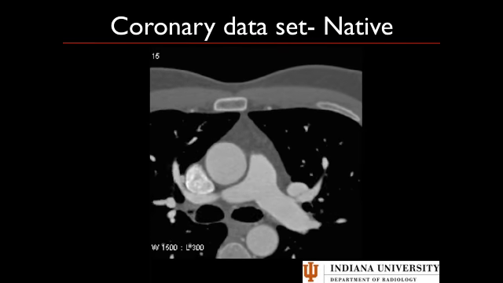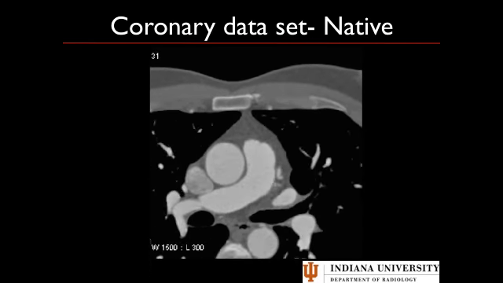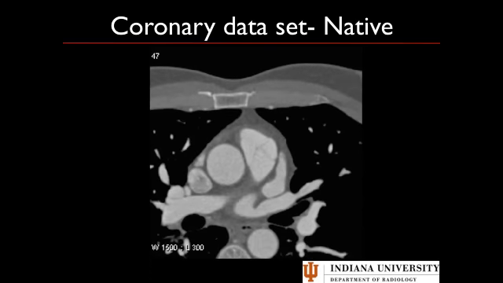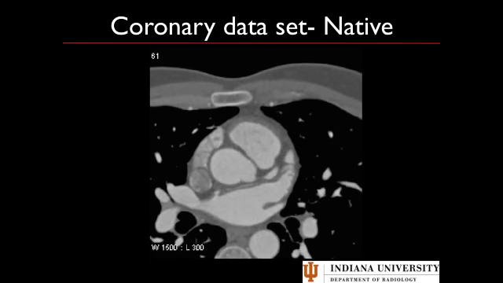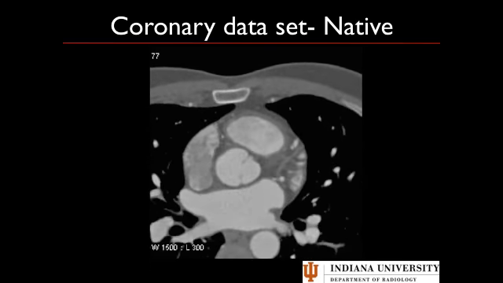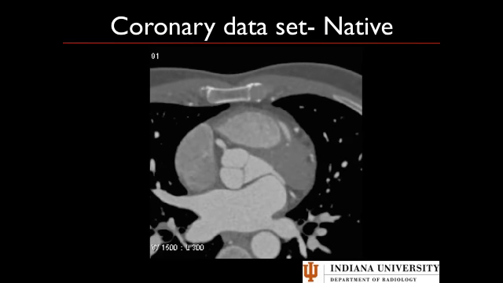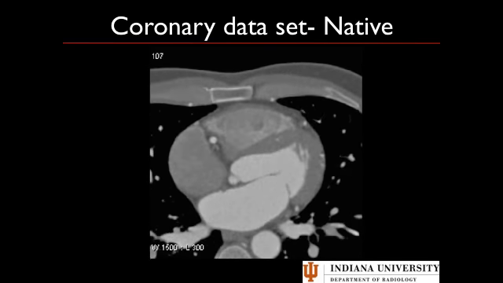Here's just a native coronary artery data set just to give you an idea of what the images are going to look like. Again, relatively thin images with about a 50% overlap in the increment, and then you're going to want to have a relatively smooth kernel.